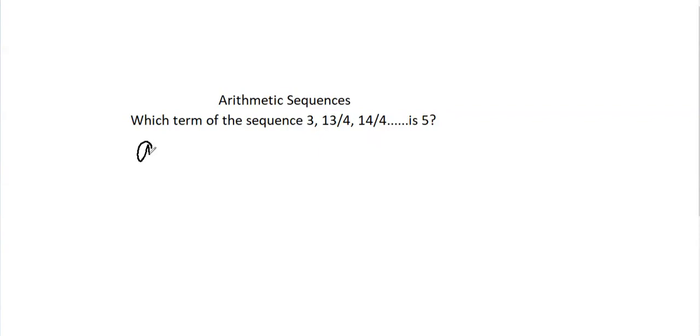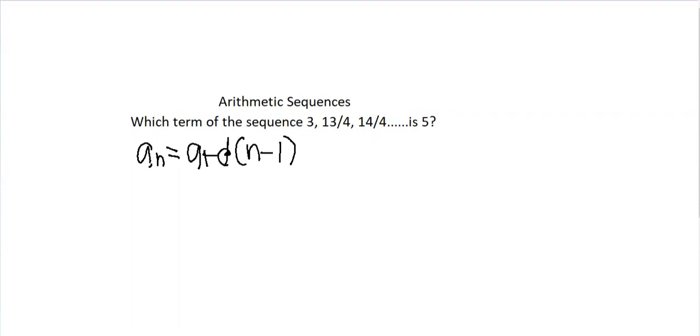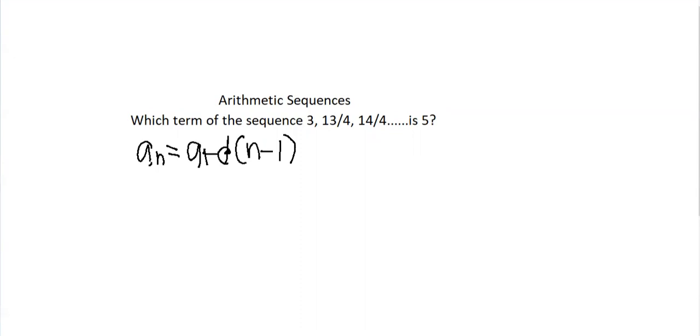So the first thing we're going to do is just get this standardized equation out of the way. So we have a sub n is equal to a plus d times n minus 1. When looking at this equation, we know that a of n can be our so-called value that we're trying to achieve. So in this case, it's going to be 5. So a of n is equal to 5.